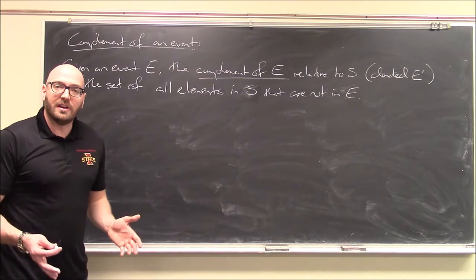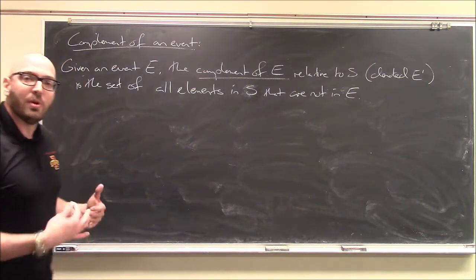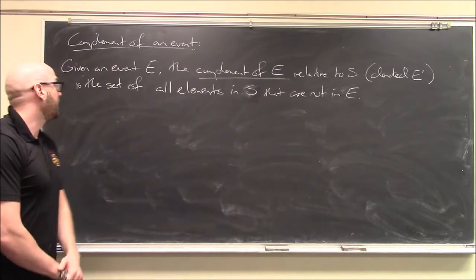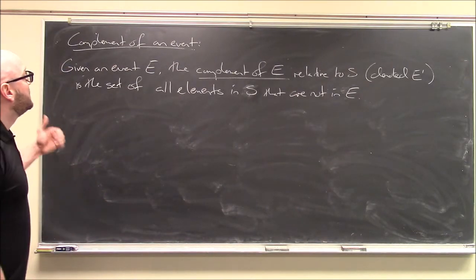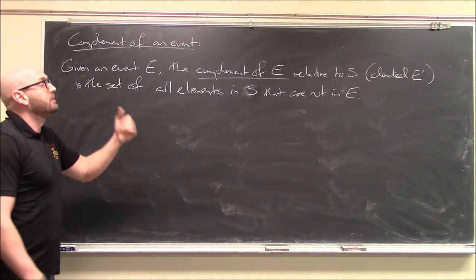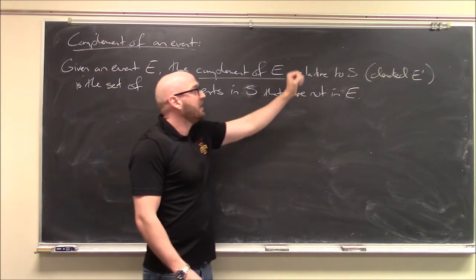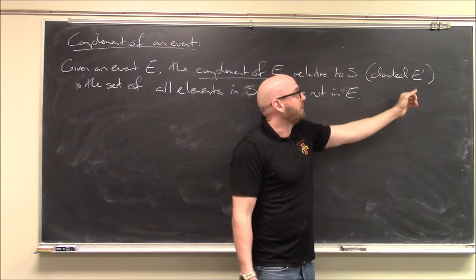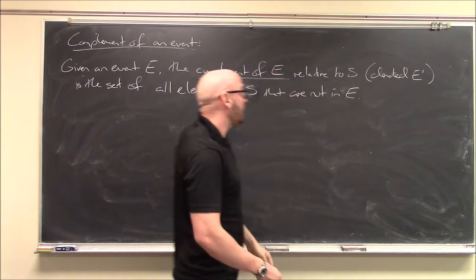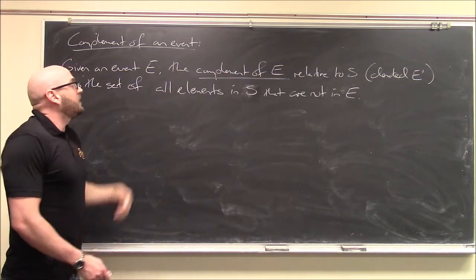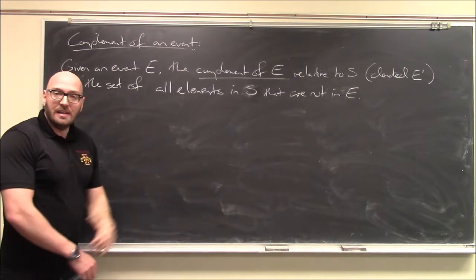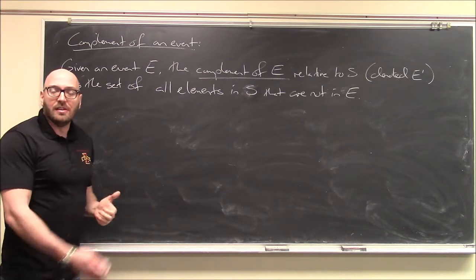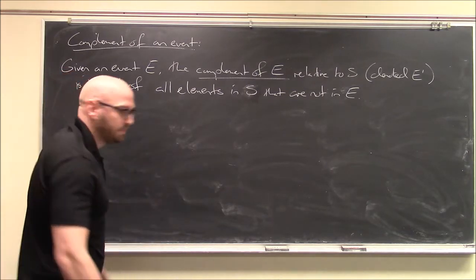We've talked about unions and intersections. Now we want to move on to complements of events, which are actually extremely useful in computing probabilities. And here's our definition. Given an event E, the complement of E relative to the sample space S, denoted E complement using our complement symbol from set notation, is the set of all elements in S that are not in E. So the complement of an event is basically the opposite. It's all other possibilities.